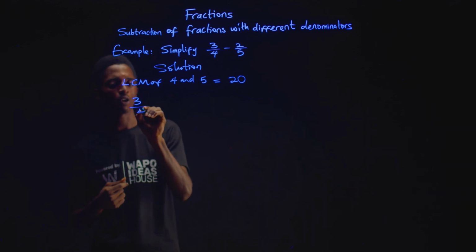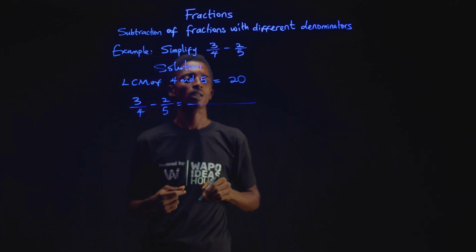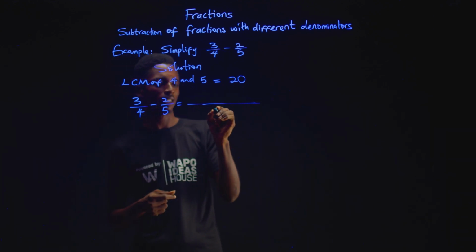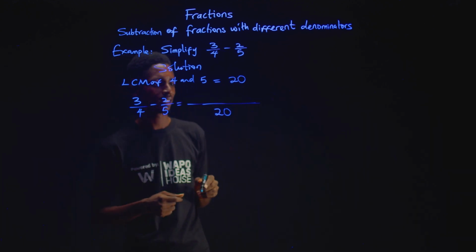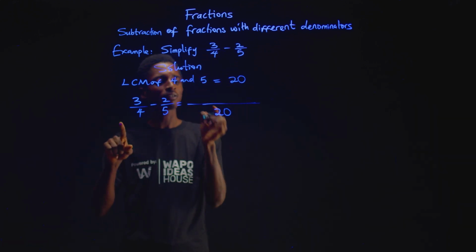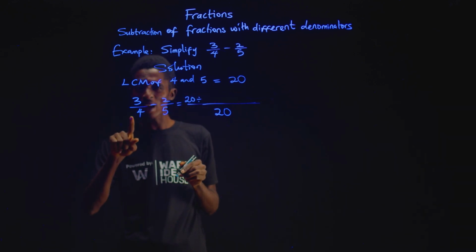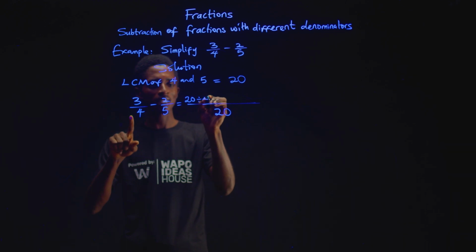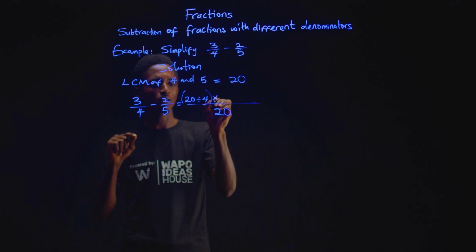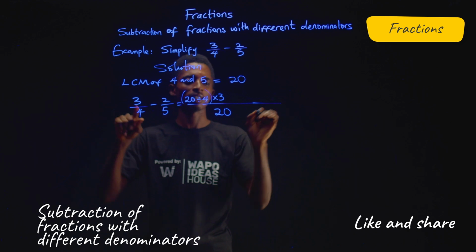We have 3 over 4 minus 2 over 5. This then becomes, now you draw your division line, and then you write the LCM as the denominator, which is 20. The next thing you want to do is work with the first fraction. You have the denominator here, which is 20, divided by the denominator of the first fraction, and that is 4. So 20 divided by 4. Then you multiply the result by the numerator of the first fraction, which is 3.